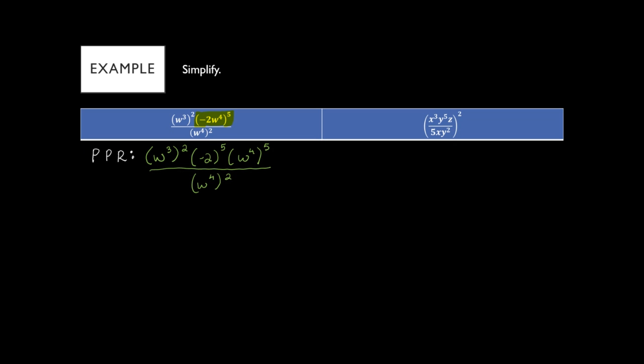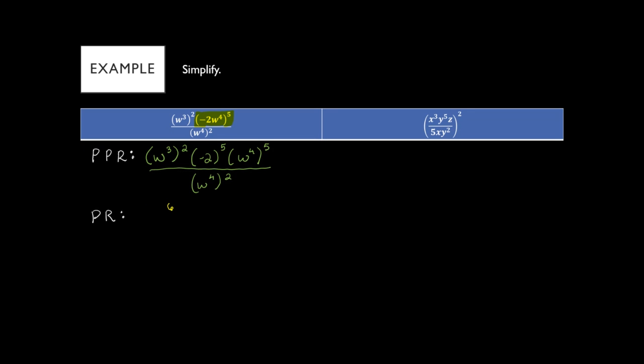Next is the power rule, where you multiply your exponents if you have an exponent on top of an exponent. So top of the fraction, I have w cubed squared, so you multiply those. 3 times 2 is 6, so that's w to the sixth. Now I've got this negative 2 to the fifth, so I'm going to just put that in front, because we usually put the numbers in front.